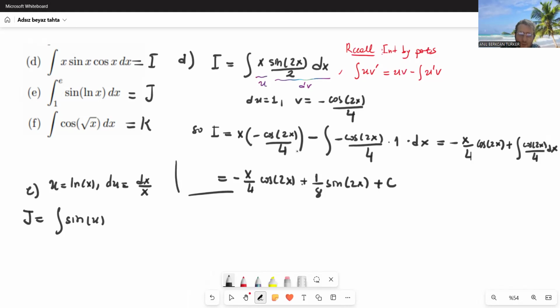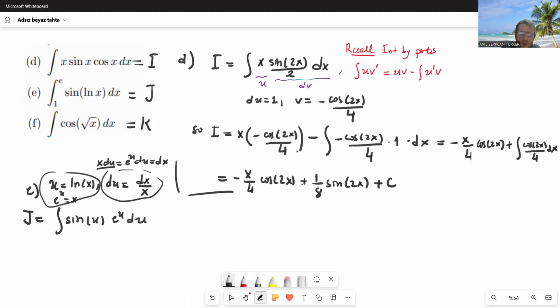So e to the power u is becoming x. So x du is equal to e to the u du, which is equal to dx. Right here, dx is equal to x du, and x is equal to e to the power u because of this equality. So the whole integral becomes sine u, and instead of dx, I'm just going to put e to the power u du.